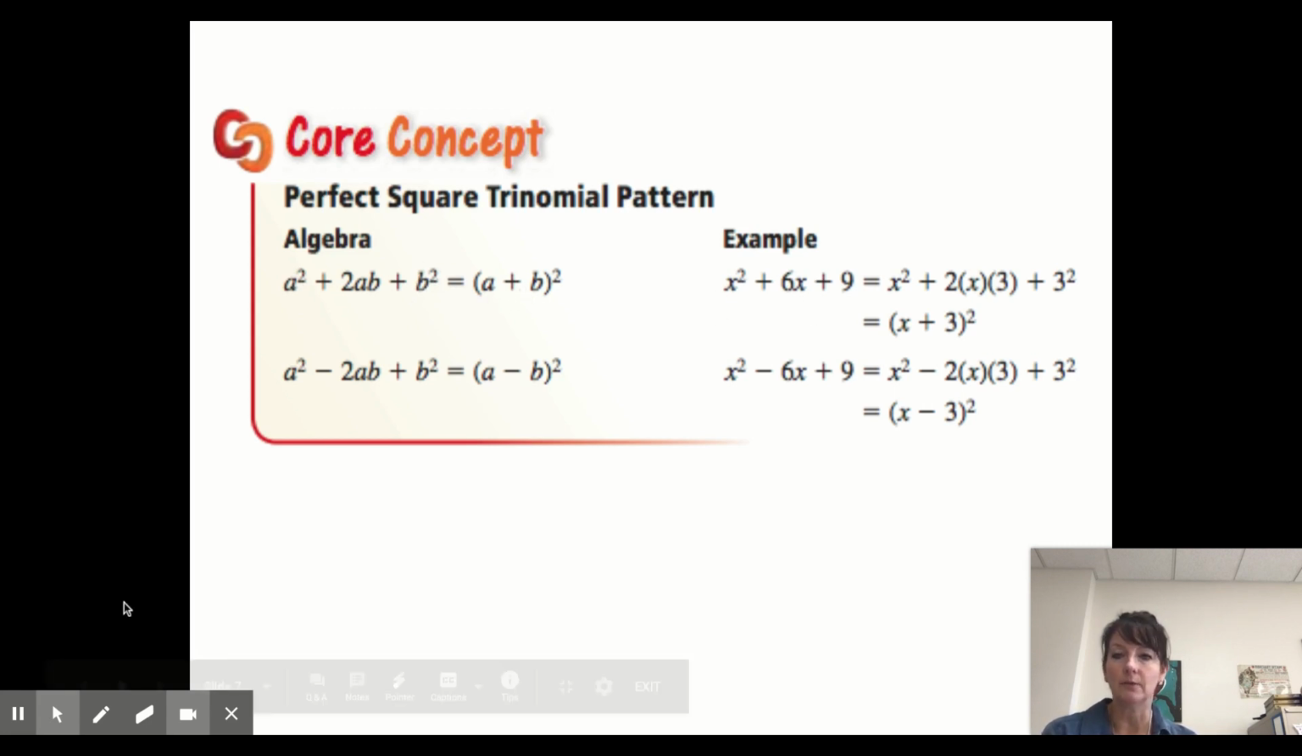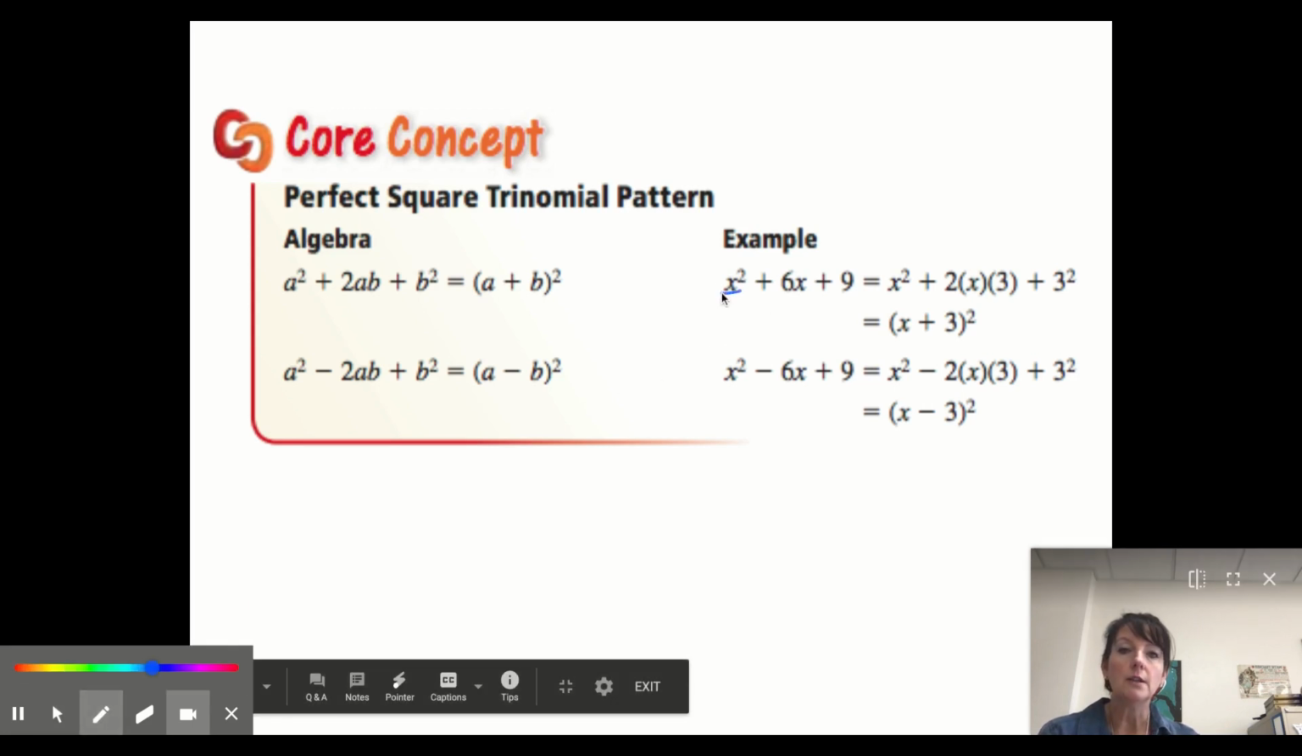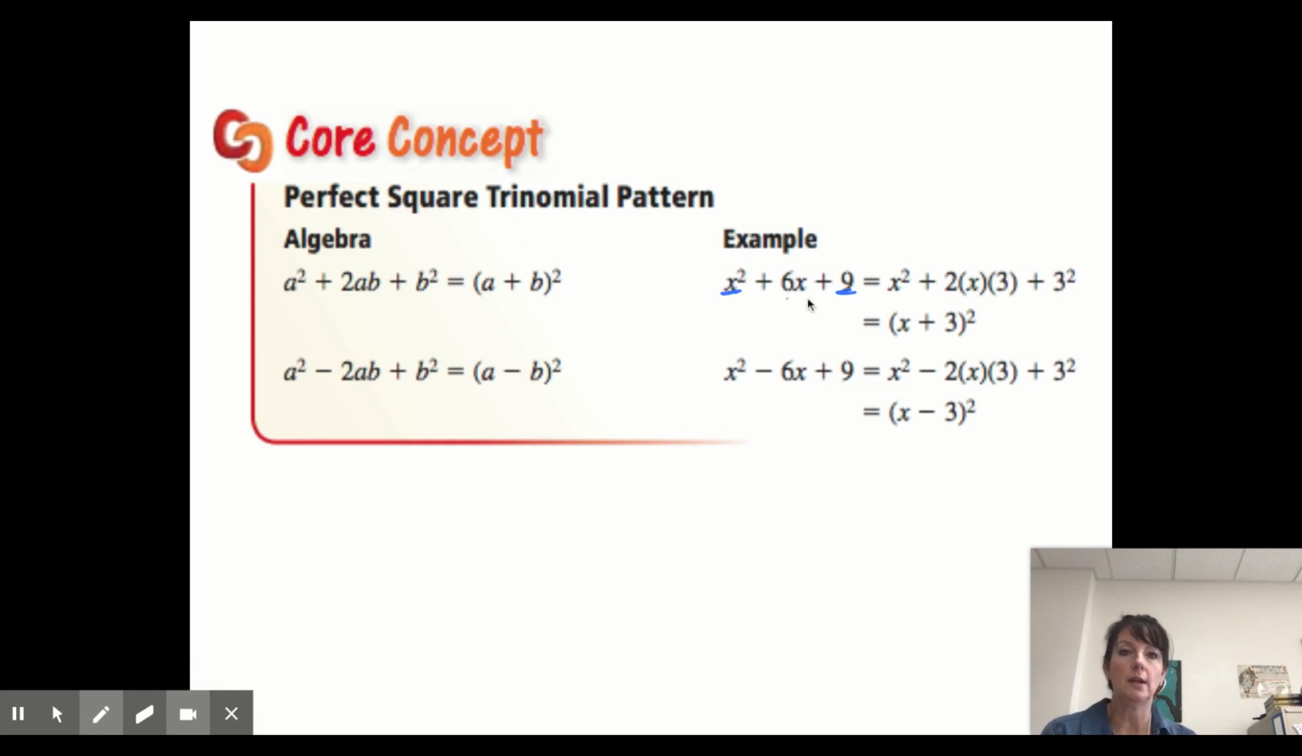But if we look at the example right here, this is a perfect square and this is a perfect square. When the two ends, like the bookends, are perfect squares, we can take the square root of this and the square root of the 9, and write it like this in its factored form. We know that, right? If it's two positives, it's a plus sign. If it's two negatives, it's a minus sign. Okay.